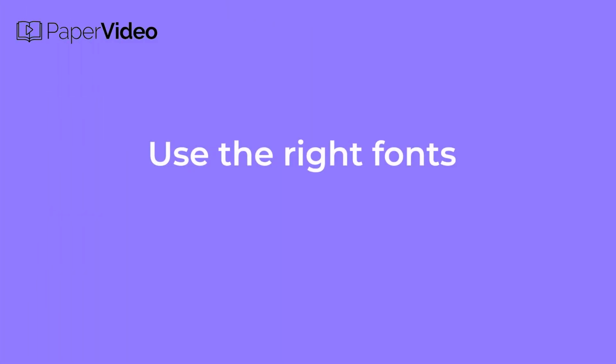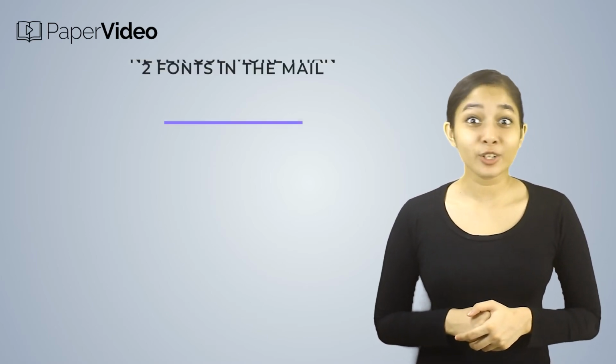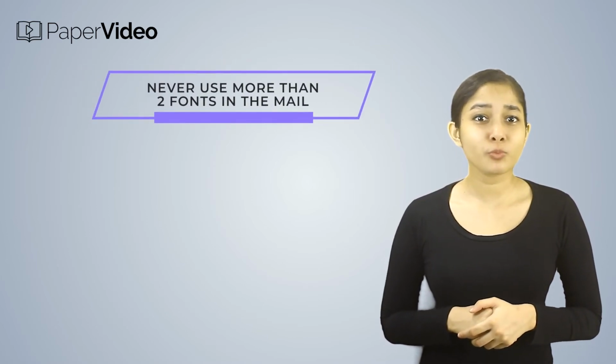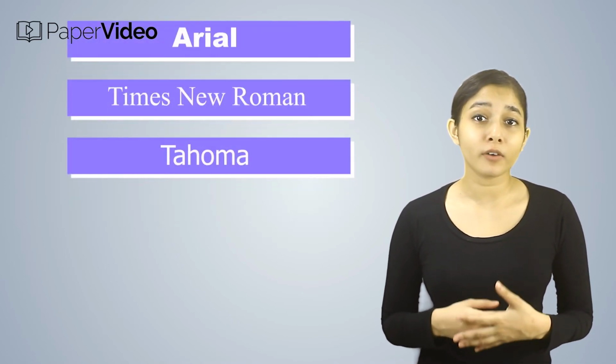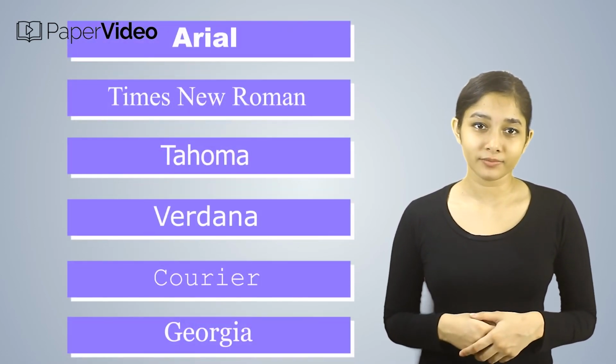Use the right fonts. Your font should be attractive and readable. But what does attractive mean here? If you think using 3-4 fonts will make your email look good, you are wrong. Never use more than 2 fonts in the email. Choose one font for your headlines and another for your body copy. And for body copy, stick to the basics like Arial, Times New Roman, Tahoma, Verdana, Courier, and Georgia.